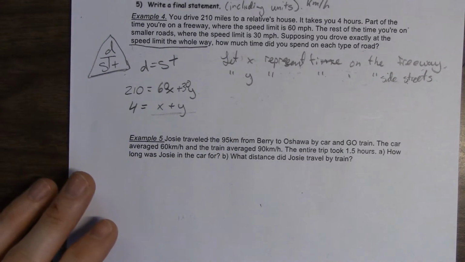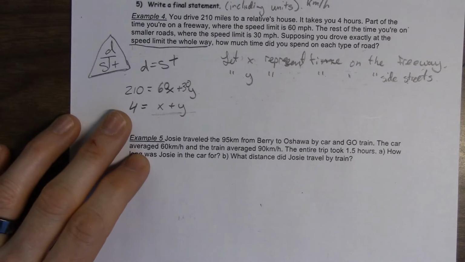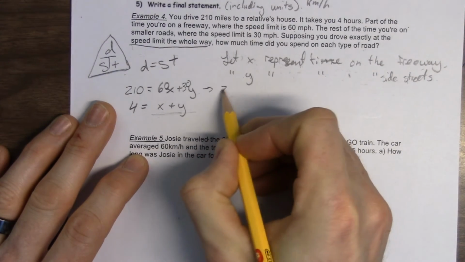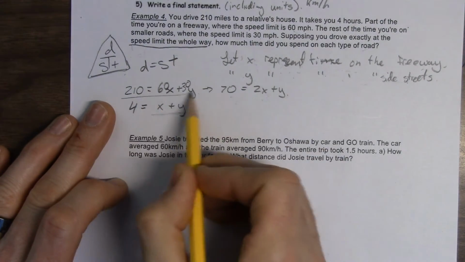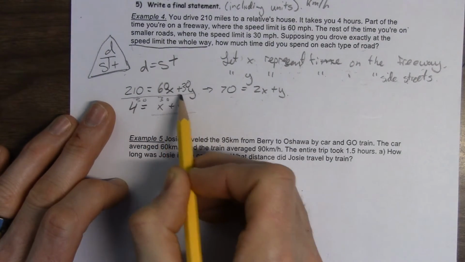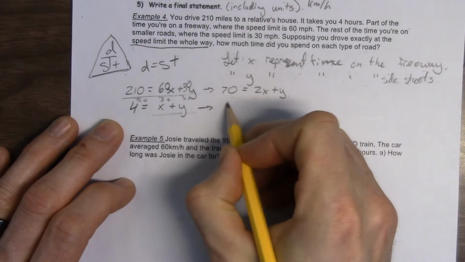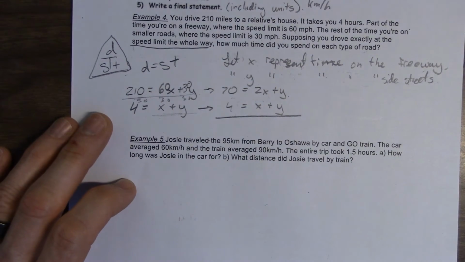Yeah, Andrew, go ahead. I would divide the 210 equals 60x plus 30y by 30. So then it would be 70 equals 2x plus y. Beautiful. Yep. He's divided everything here by 30, 30, 30. Okay. And then our other equation, we don't need to do anything with, I don't think. So now we have these two pretty neat equations. And what can you do?